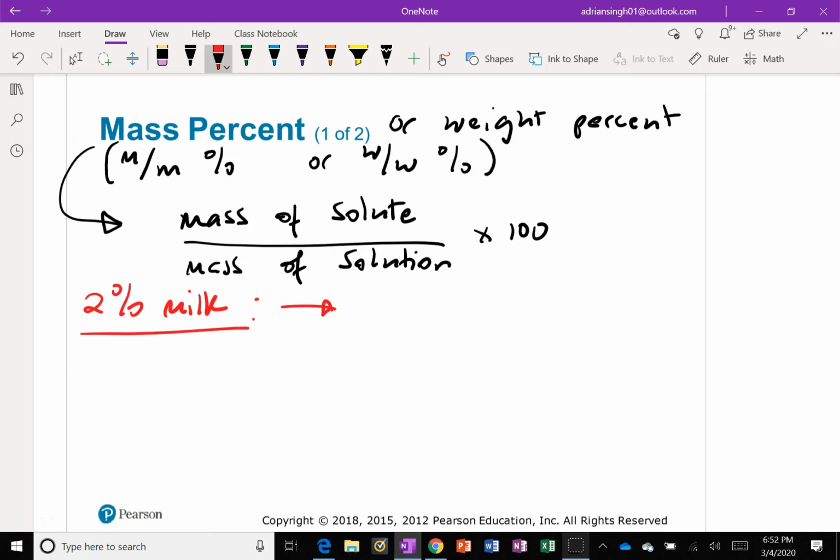So what this means is that you actually have 2 grams of the solute that the 2% is representing, which is the milk fat, for every 100 grams of the milk. And a percentage is times 100. So 1% milk would have 1 gram of fat for every 100 grams of milk.